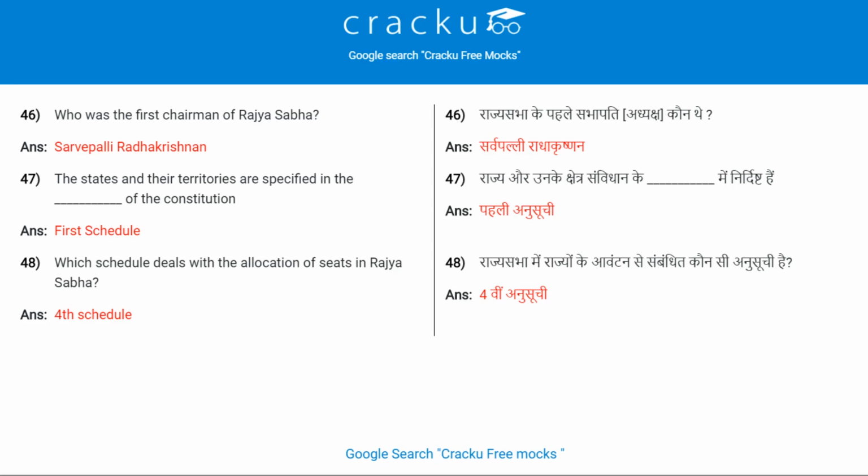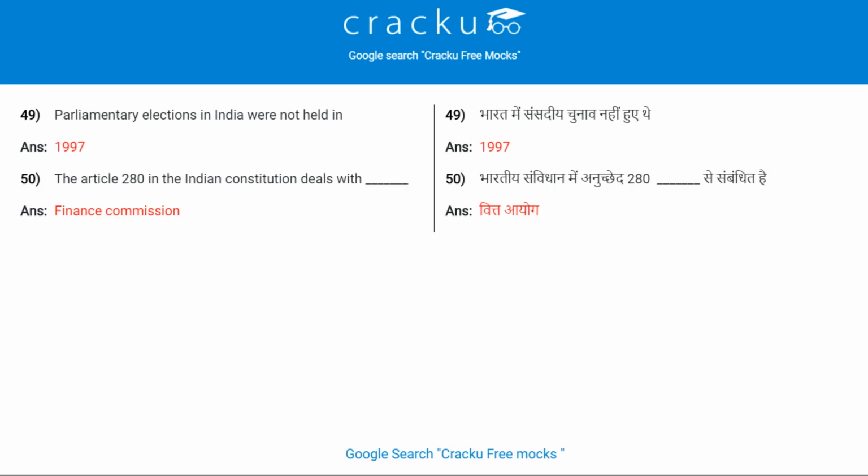First schedule. Which schedule deals with the allocation of seats in Rajya Sabha? Fourth schedule. Parliamentary elections in India were not held in 1997. Last question of the day. Article 280 in the Indian Constitution deals with Finance Commission.